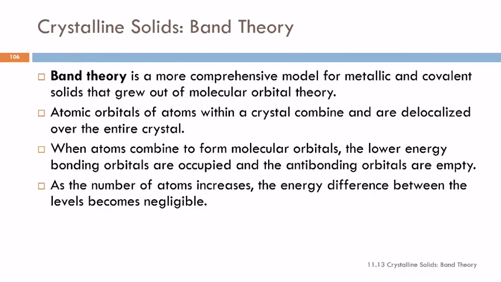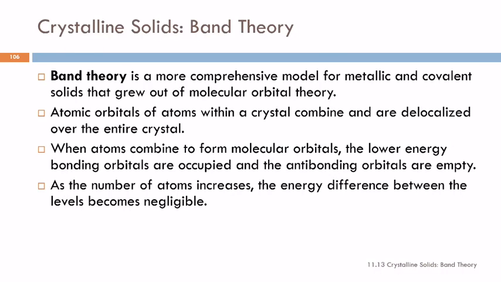Band theory. Band theory is a more comprehensive model for metallic and covalent solids, and this grew out of molecular orbital theory to explain some things that other theories were not explaining. So if we look at an atomic solid, the atomic orbitals of the atoms within that solid combine, like we looked at in molecular orbital theory, and they get delocalized over the entire crystal.